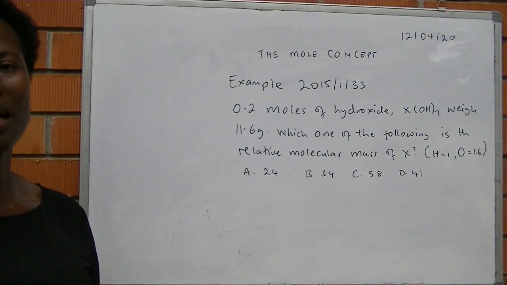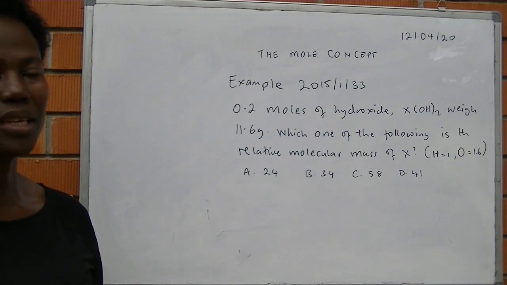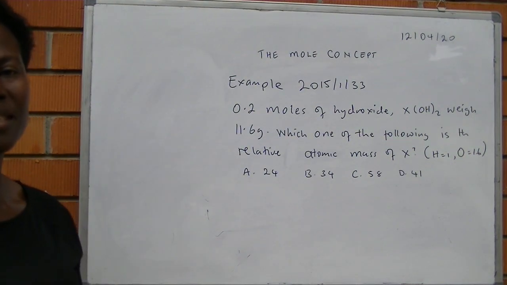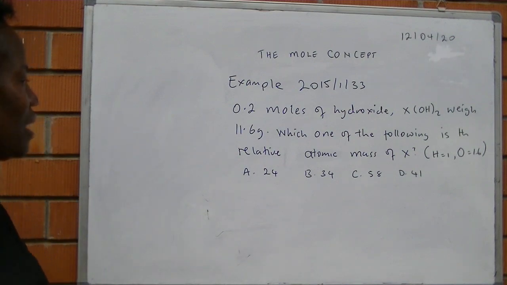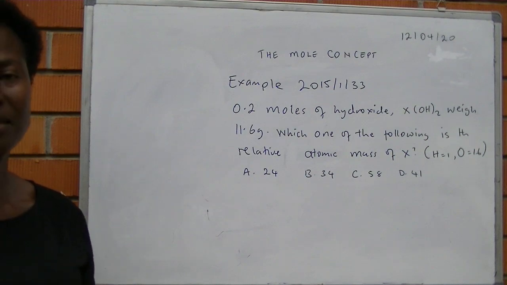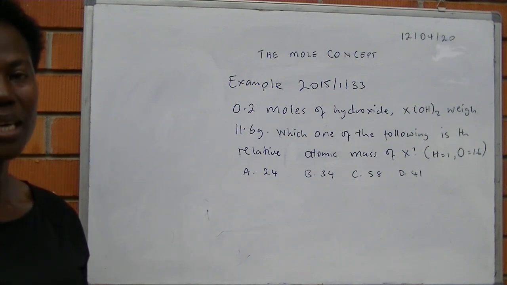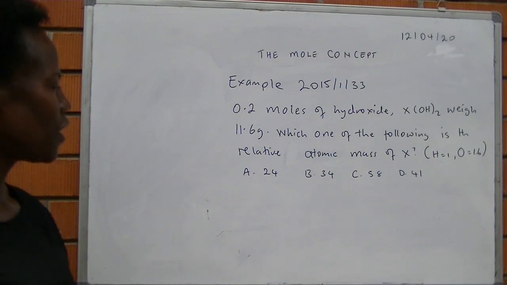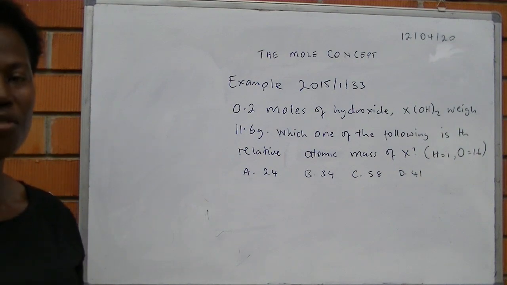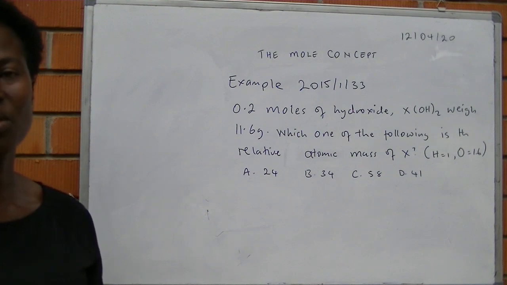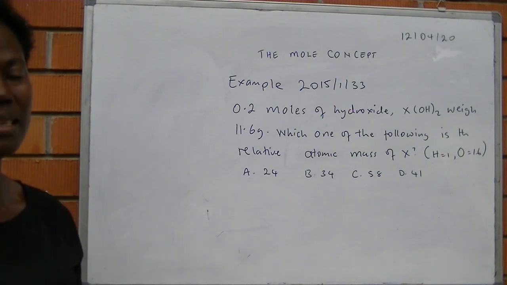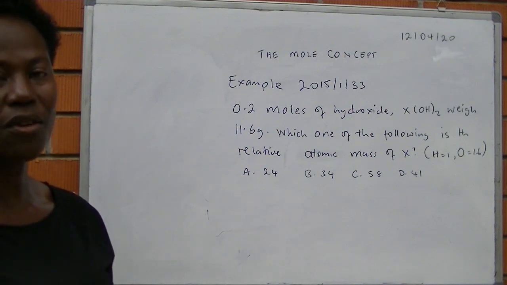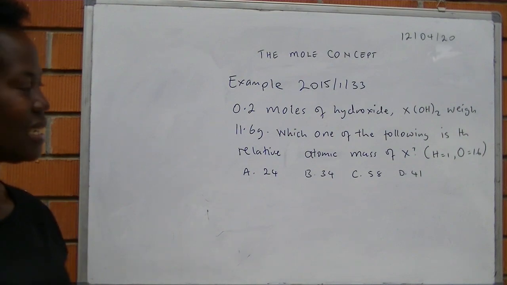Example is obtained from 2015, paper 1, number 33. 0.2 moles of a hydroxide, X(OH)2, weighs 11.6 grams. Which one of the following is the relative atomic mass of X, where hydrogen is equal to 1, oxygen is equal to 16? Objective A is equal to 24, objective B is equal to 34, objective C is equal to 58, and D is 41.